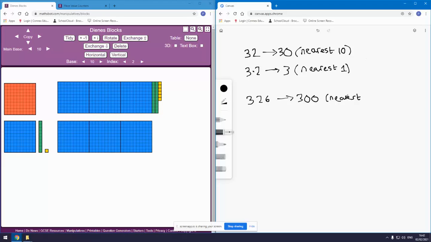You have to forgive my handwriting here. It's not easy on the canvas. To the nearest, that's as near as I can get if I'm only using 100 blocks. But what if I'm only allowed to use tens blocks?